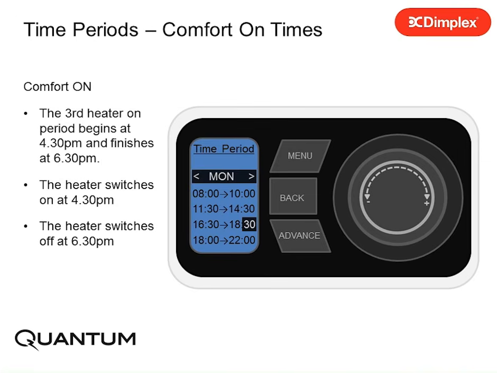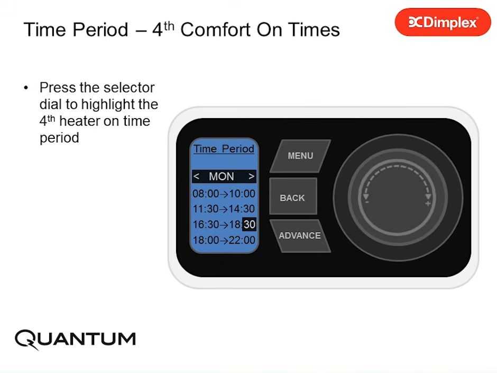The third heater on period begins at 4:30 PM and finishes at 6:30. So the heater switches on at 4:30 PM and switches off at 6:30 PM. Press the selector dial to highlight the fourth heater on time period.